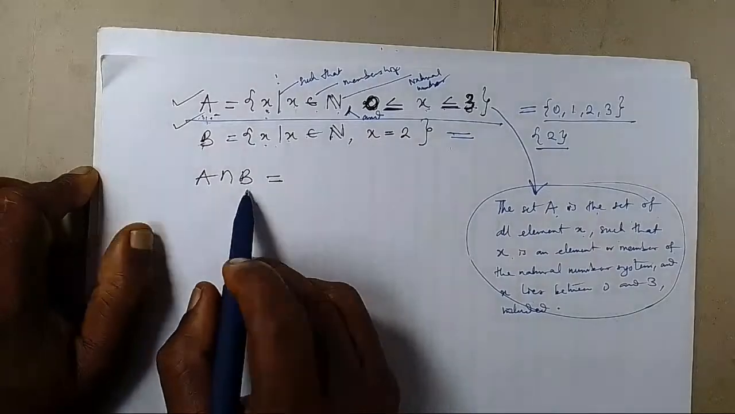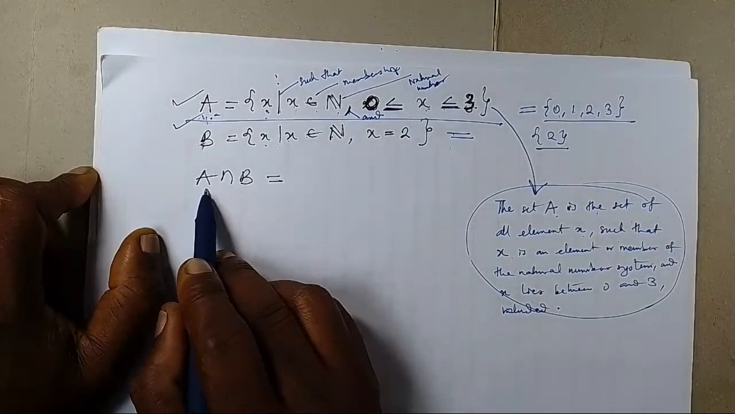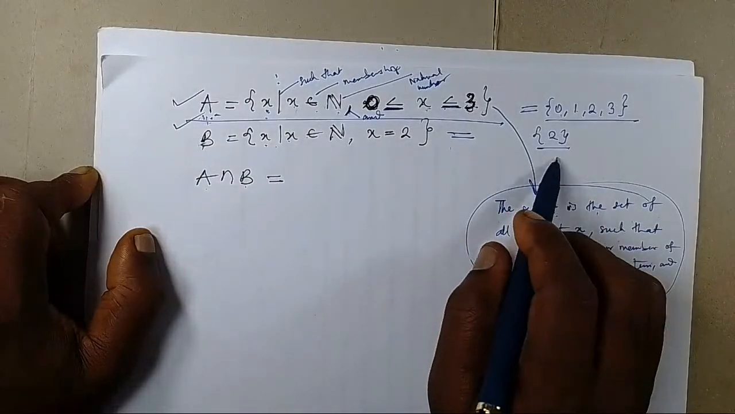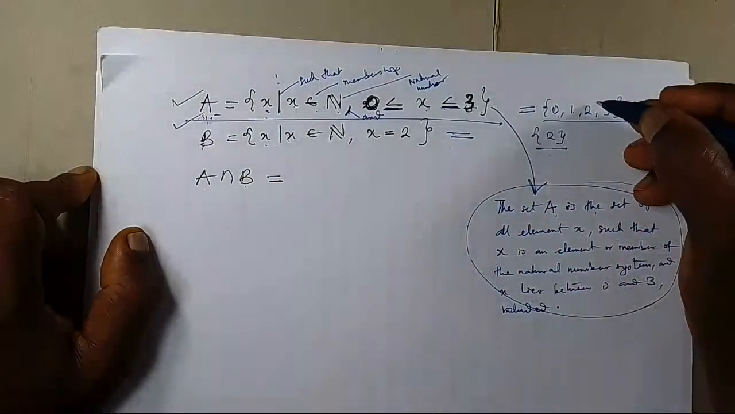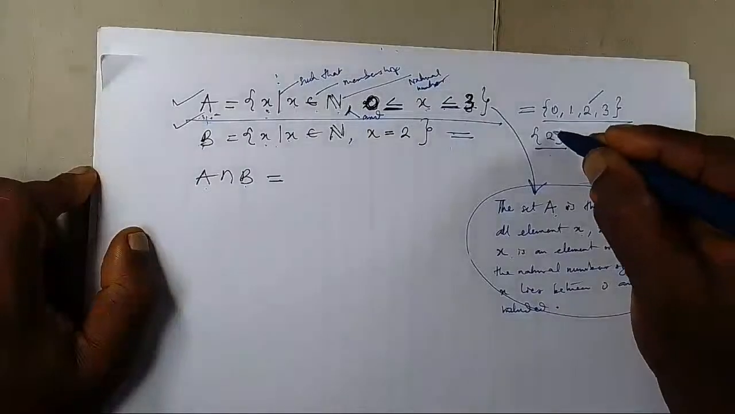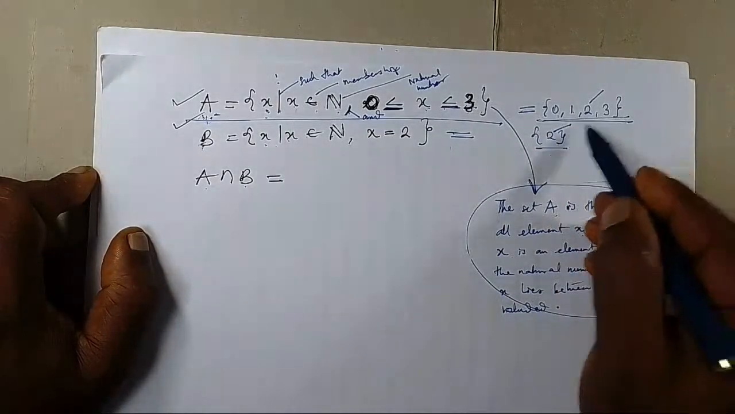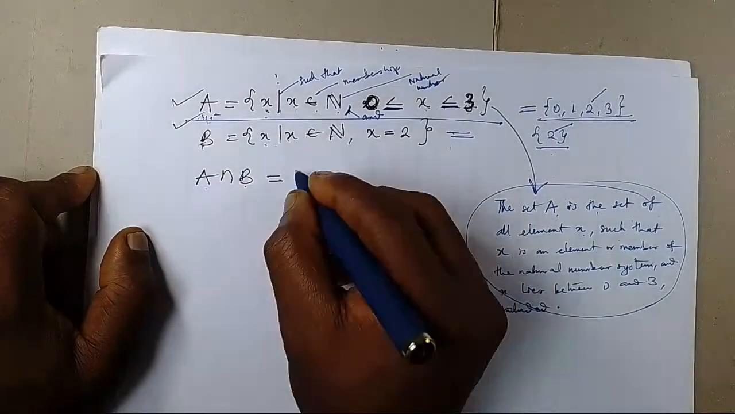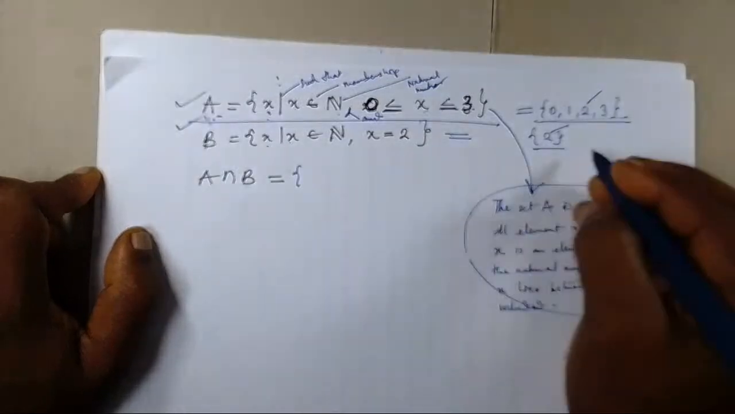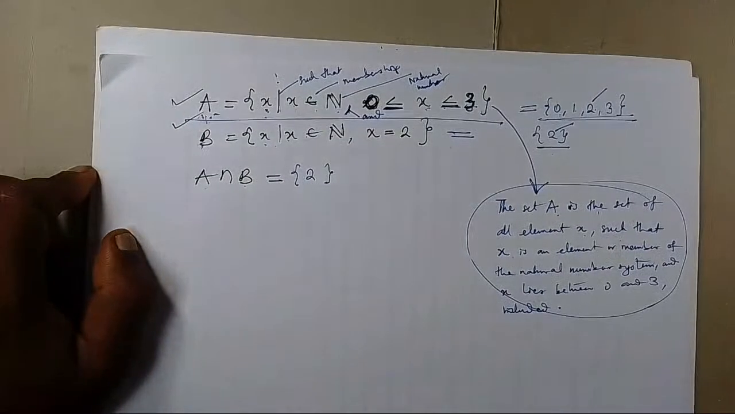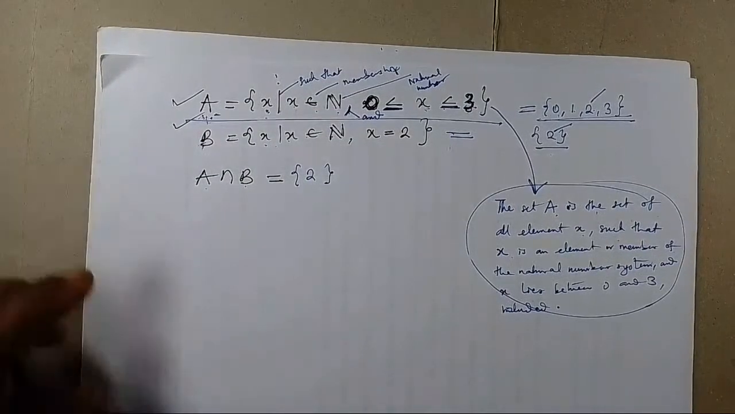Now, if you want to find the intersection of A and B, now that we've been able to interpret set builder notation and to know the exact set, you will notice that the set A intersection B is the set that contains elements that are common to A and B. And what elements would you find common to A and B? It is the element 2. So A intersection B is {2}. So please take note of that.